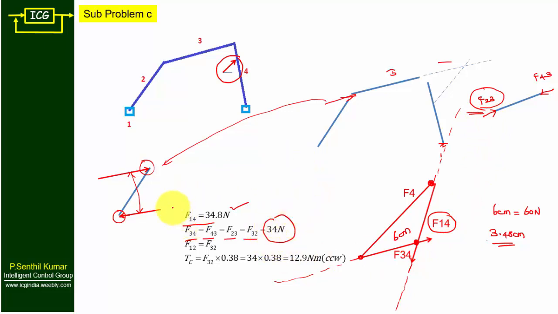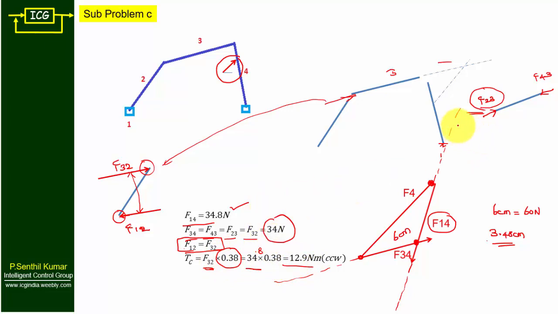Then what is F12? F12 equals F32. See here, force offered by 3 on 2. This is force offered by 1 on 4. So both are equal. So that is the meaning of this term. So what is F32? F32 is nothing but F12. Both are the same. So we are taking F32. F32 value is 34.8. This is actually 34.8 multiplied by this distance. So you measure this distance, you will get 0.38. When you multiply, you will get 12.9.